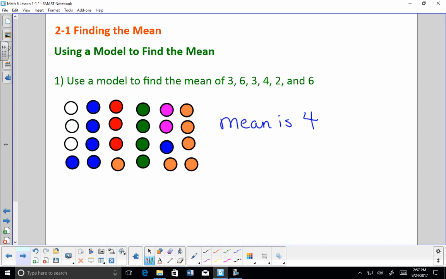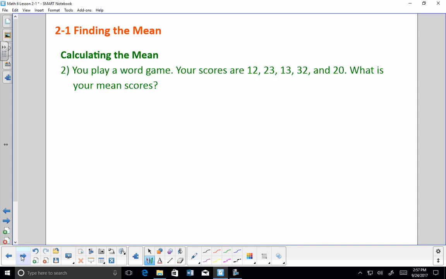Models are great visual representations. However, I don't happen to carry a lot of different colored discs or circles around with me, so sometimes it's difficult to use models to compute the mean. So another way to compute the mean is to do it mathematically. Mathematically, we will add all of the data points up and then divide by the number of data points that we have.